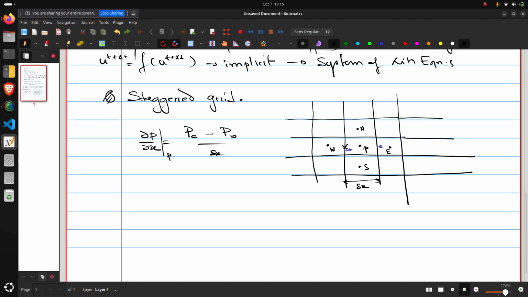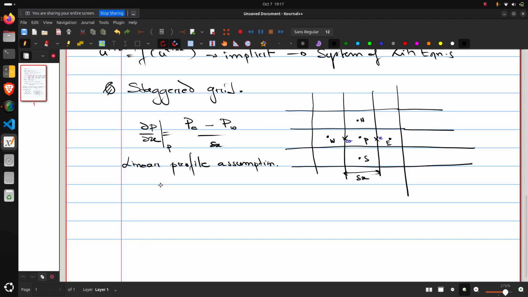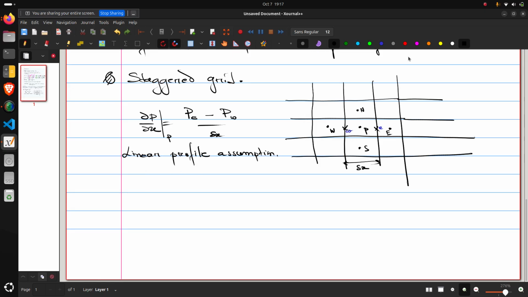But we do not have the pressure stored at the face centers, right? So what do we do? We invoke the linear profile assumption, and the linear profile assumption tells us that the value of p small w can be taken as the average of these two points. So p small w can be written as p capital P plus p capital W by 2. It's just an average. And similarly, p small e we can write as p capital E plus p capital P by 2, right? This is the average of these two quantities.